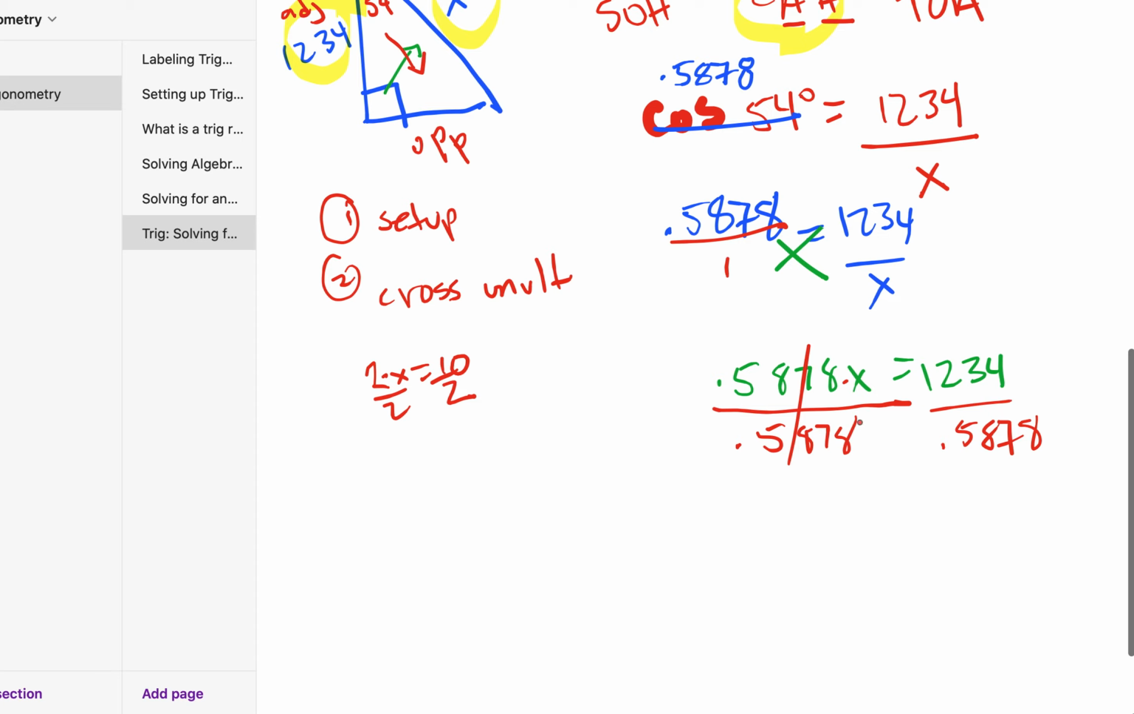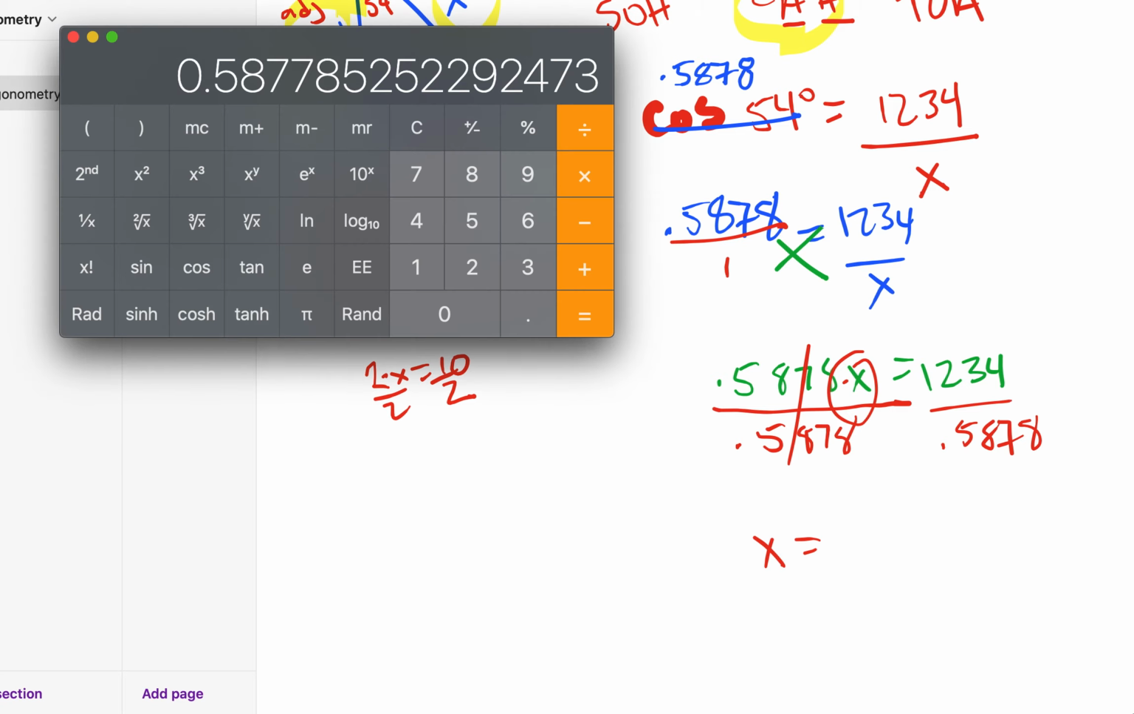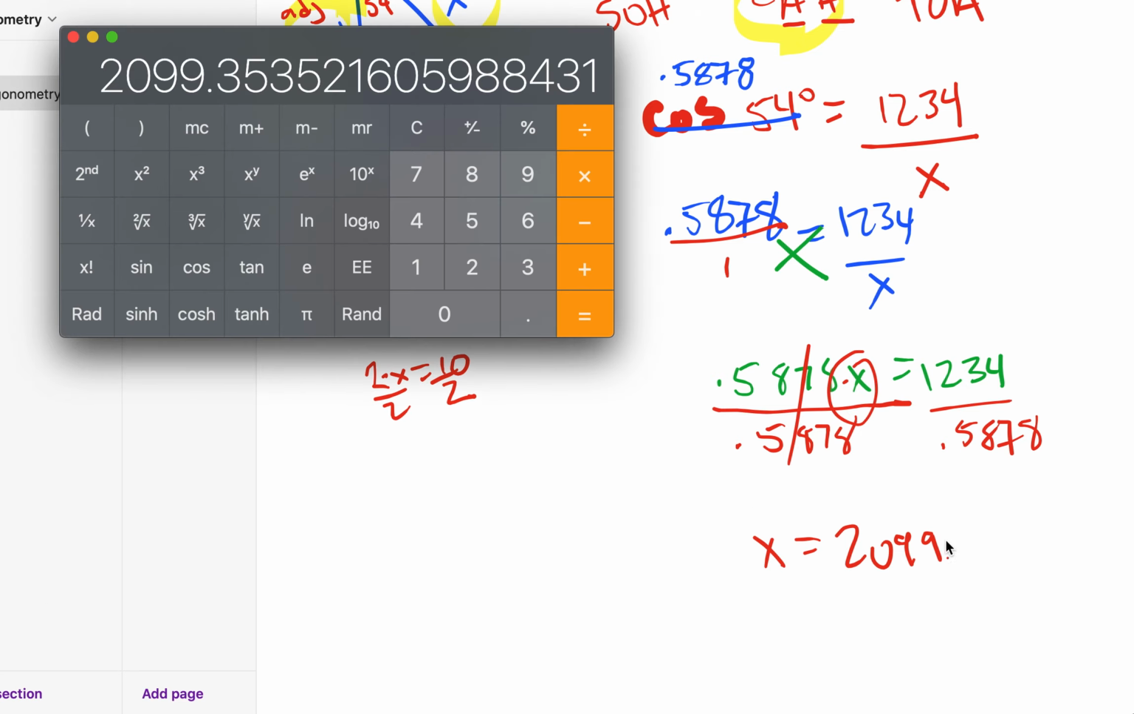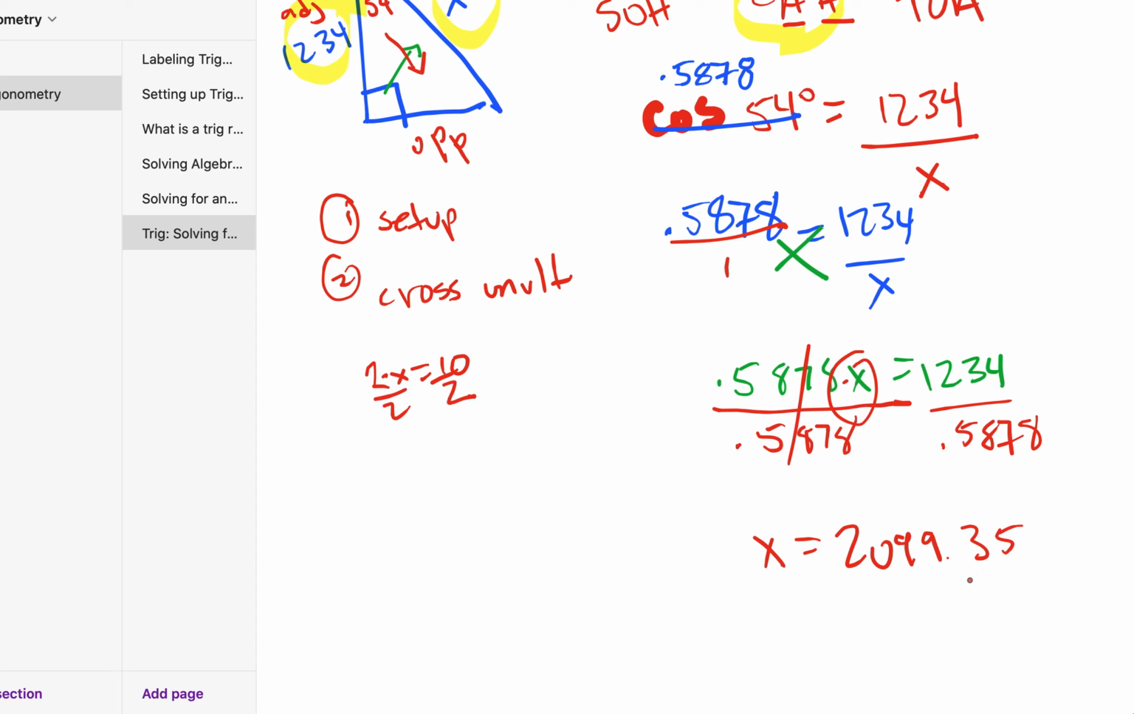And that's it. We'll just need to calculate it in the calculator. We got rid of the 0.5878, so x is by itself. So 1, 2, 3, 4 divided by 0.5878 is 2099.35. So if we're rounding to the nearest tenth, it would be 2099.4.